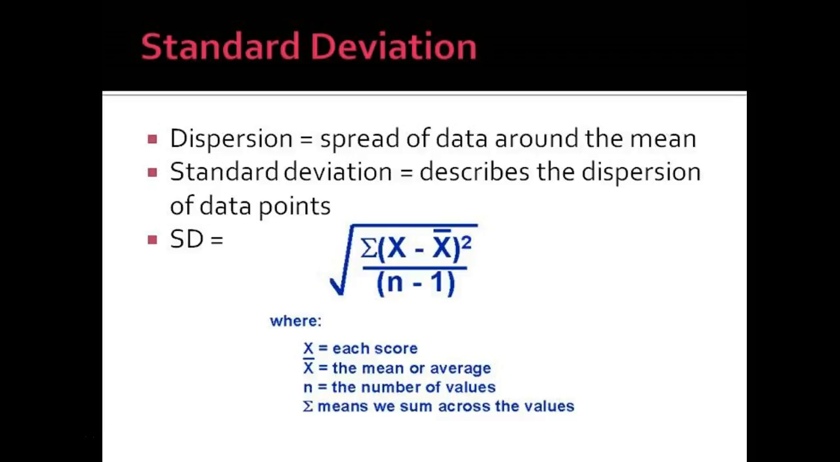So this is what it looks like. We've got the square root of the sum of x minus the mean, squared, over n minus 1. Now x is what each number is. The mean has the x with the bar over the top. Little n is how many values you have. And that Greek sigma, which looks like an E, is the sum across the values. So bear with me for a minute. I'm going to run through the steps.